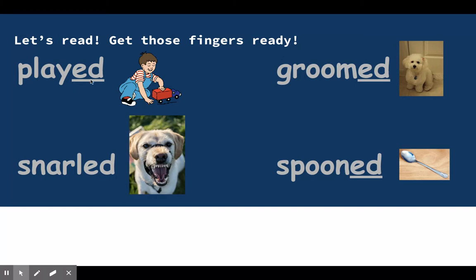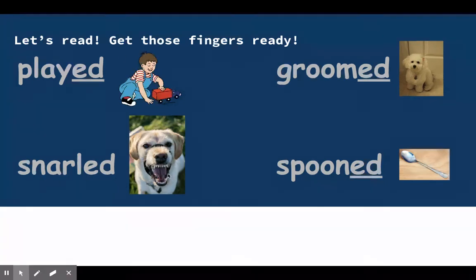A suffix is just an ending. Let's move over to this gr word. Let's put our fingers up and read. Groomed. What's the base word in this word? Groom. So I still have to use all my rules when spelling groom. And then if I hear a d at the end, it's not a plain old d, it's an ed suffix.